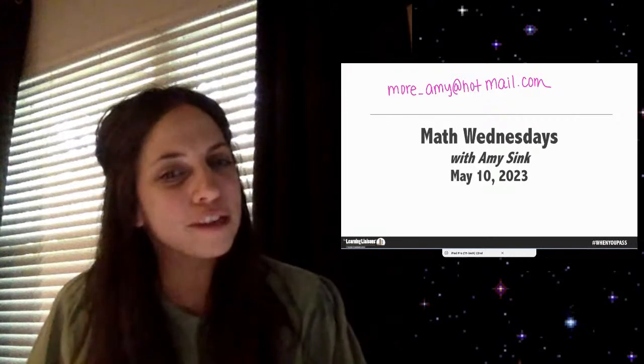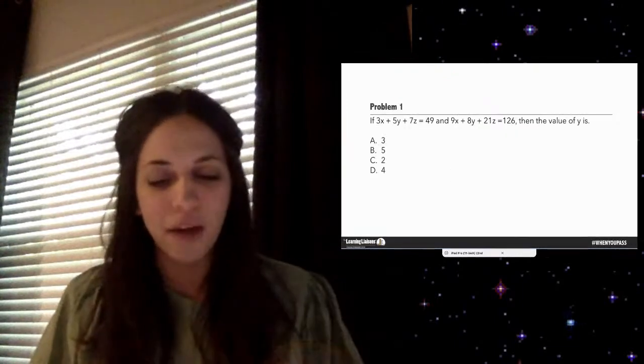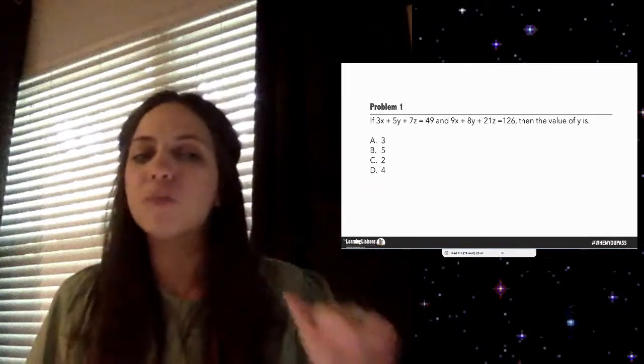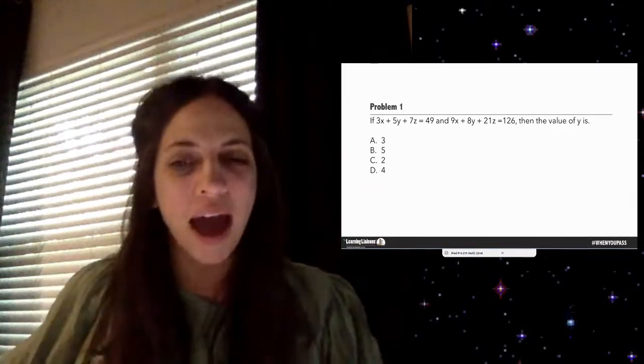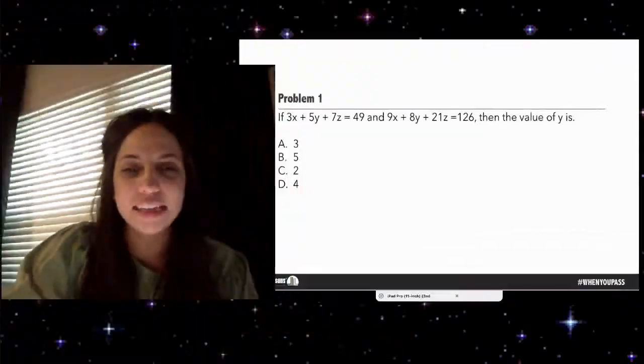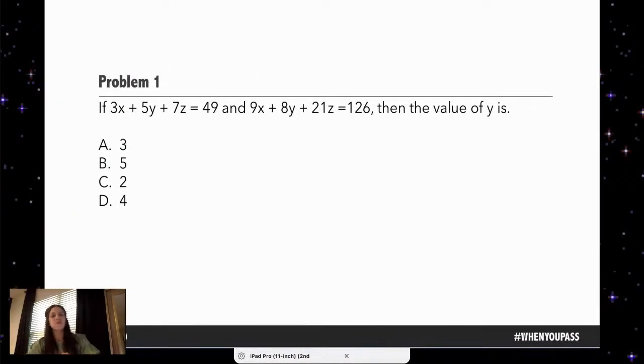So without further ado, let's go ahead and get started with our first problem. This is the problem I promised you that we would do tonight, so let's explore it. If 3x plus 5y plus 7z equals 49, and 9x plus 8y plus 21z equals 126, what is the value of y?